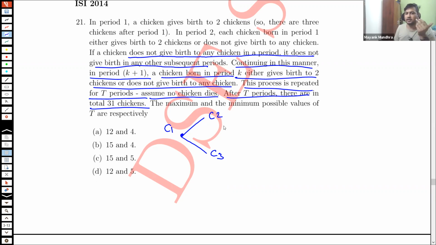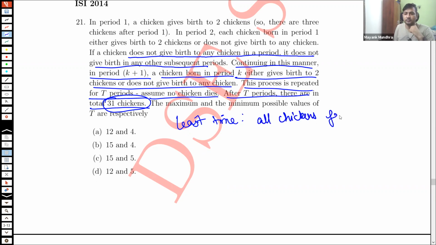So not all chickens can be infertile in any period. So the least time required to reach any population would be when all chickens are fertile. Okay, so they have asked me the maximum and minimum possible values of time period. So the minimum time required to reach 31 population would be if everybody is fertile. So in period 1 you have one chicken, then you add two, so total becomes three. Then each of these two chickens gives birth to two more chickens, so you add four. So the total becomes 4 plus 2 plus 1, 7.